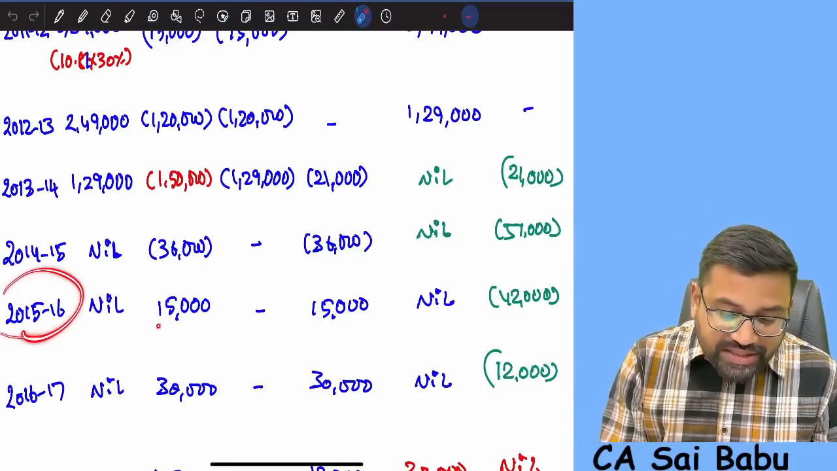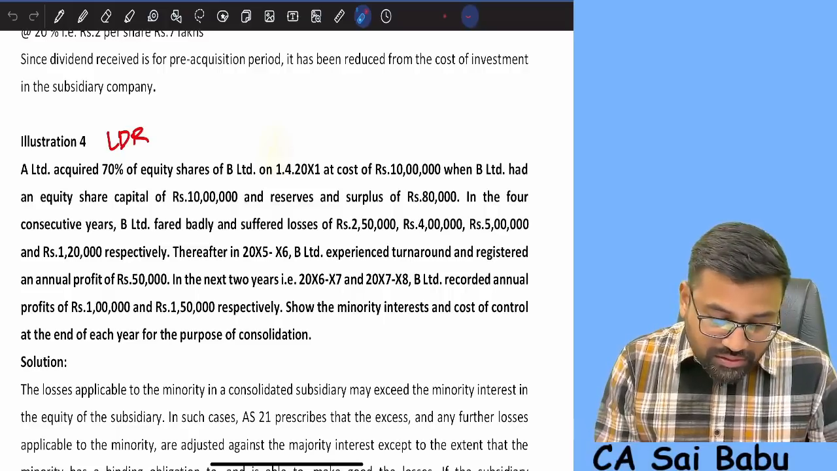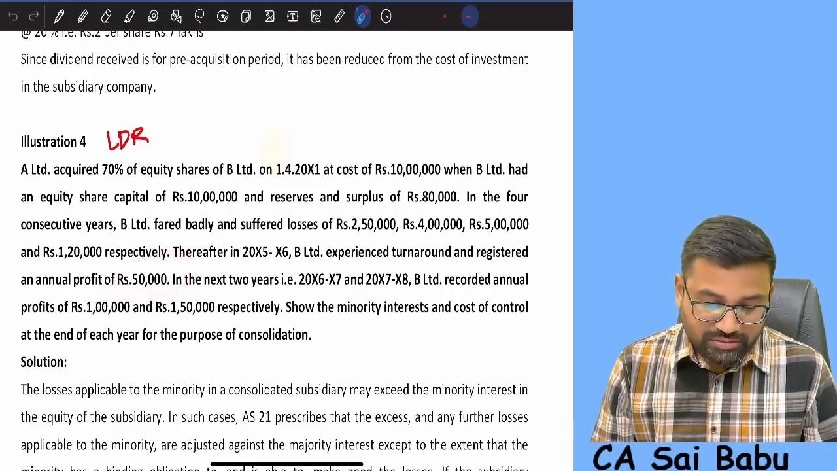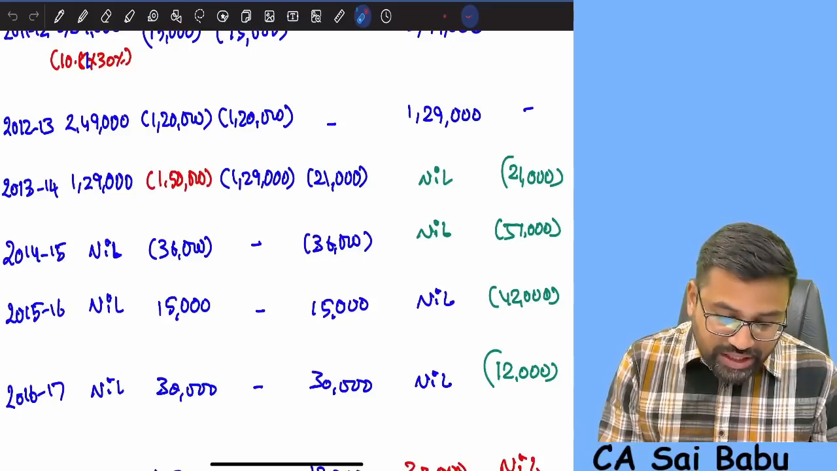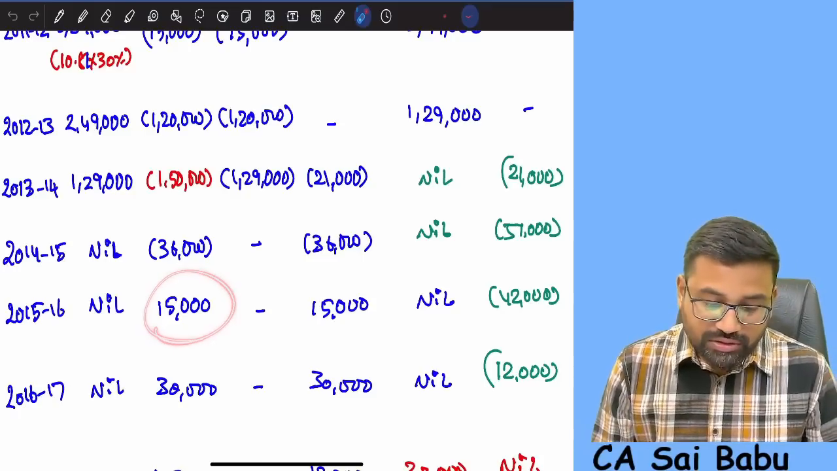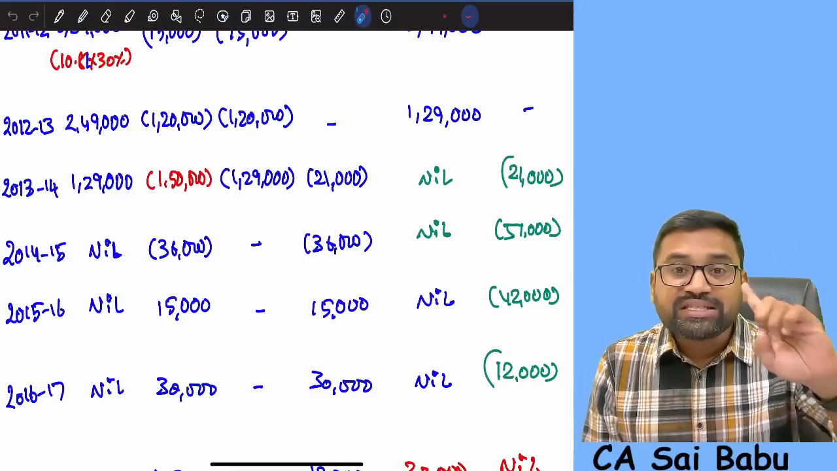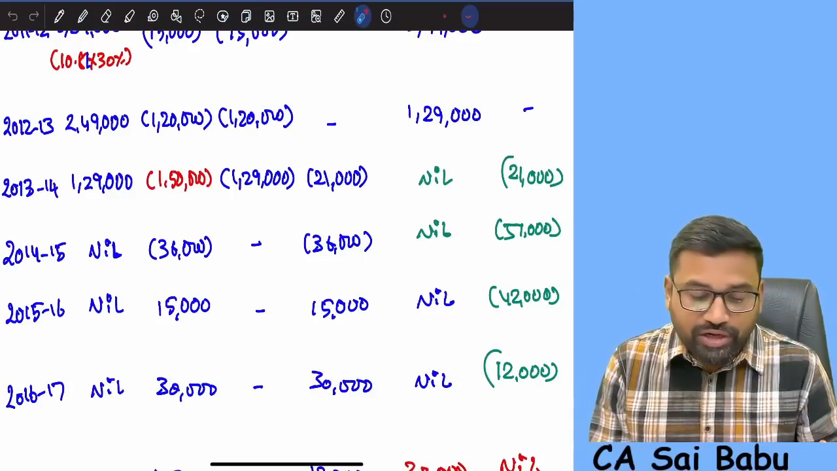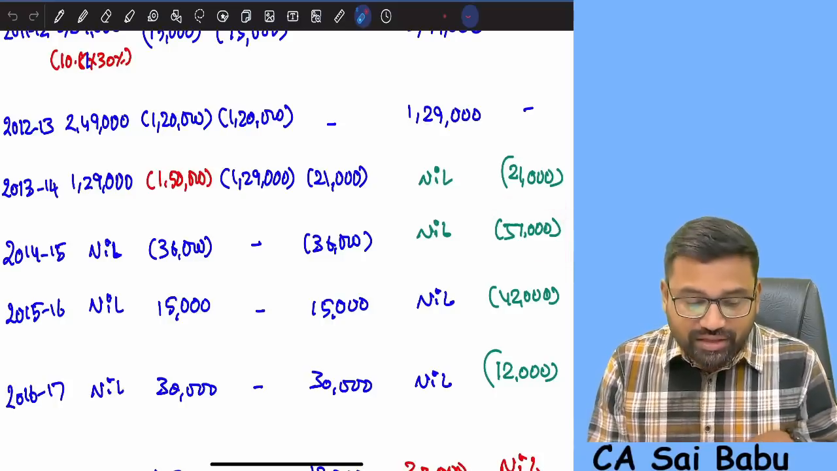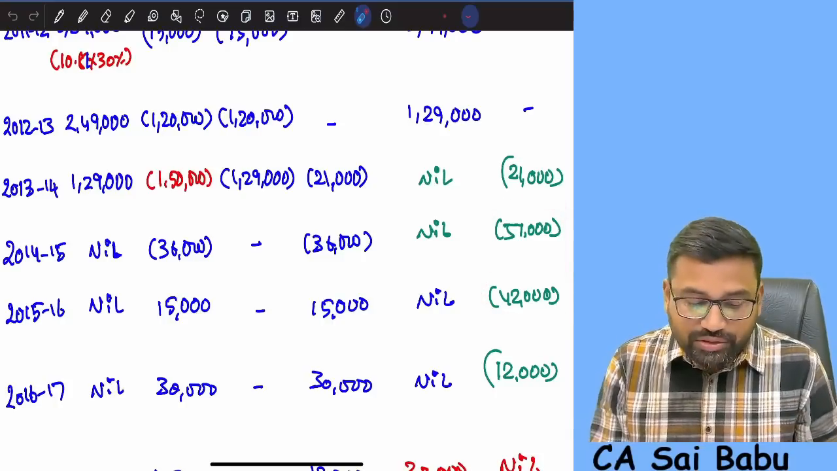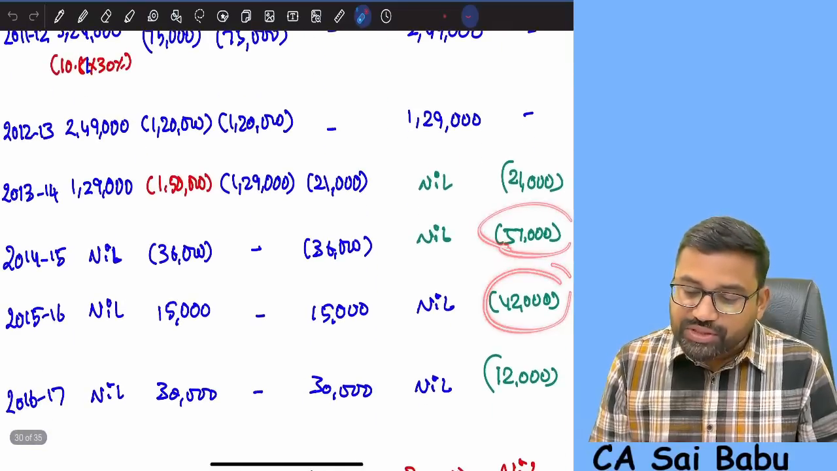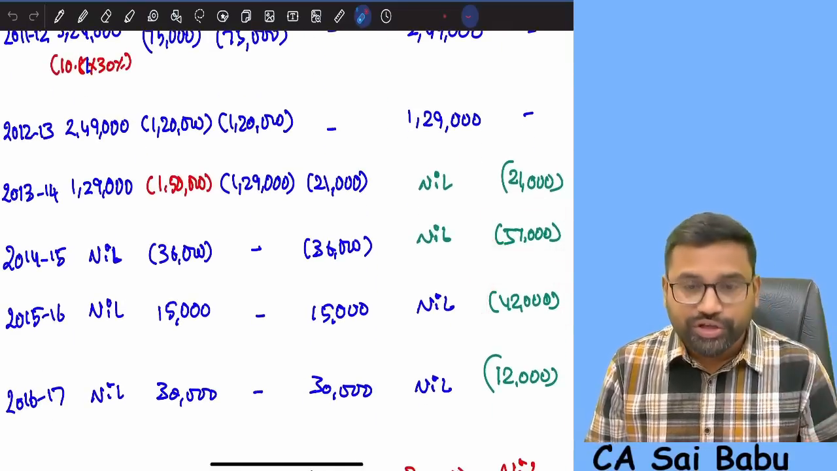Next year 15-16 there is a profit. See this. There is a turnaround and they earned a profit of 50,000. In this 50,000, the share is 30%. So 15,000. So when the subsidiary company again starts earning profit, whatever the minority shareholders' share, previously the excess was adjusted to the parent company reserves, right? Now you adjust it back: this 15,000 adjusted to the 57,000. Now the adjusted reserves of parent will become 42.